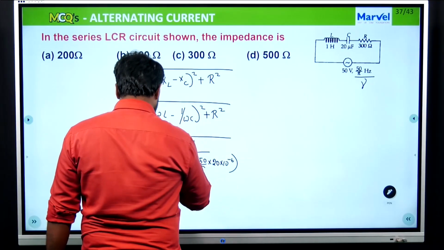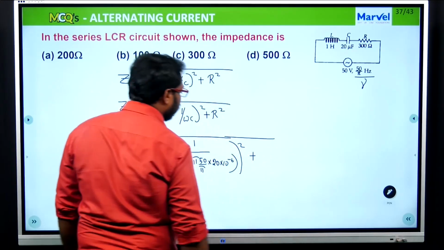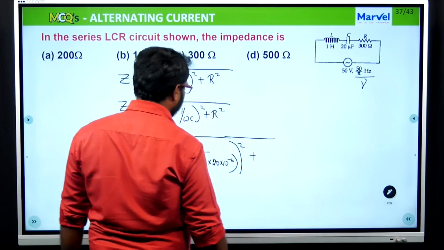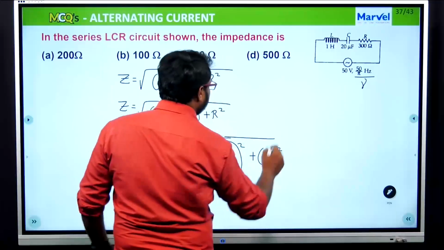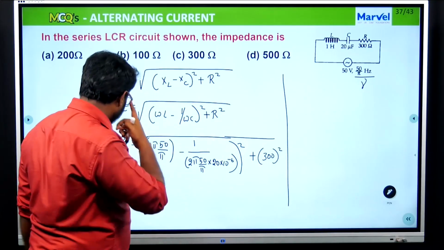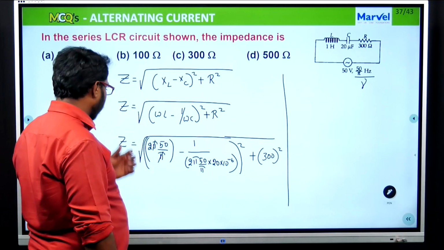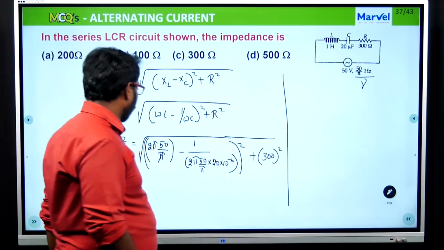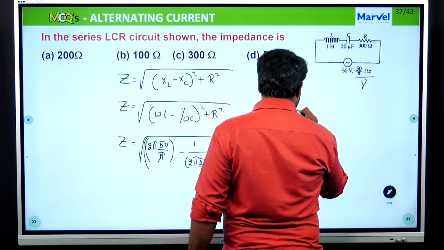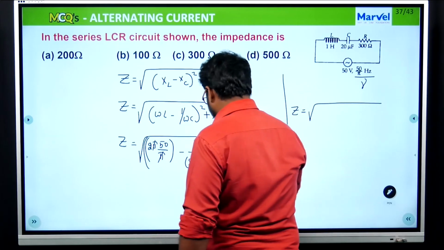This is whole squared plus, what is R in here? R is 300 ohms. So now let's see what is going to happen. Pi and pi is going to get cancelled away. This is pi and this is pi and this is going to get cancelled away. And we have 50 into 2 is 100. And here the same thing.